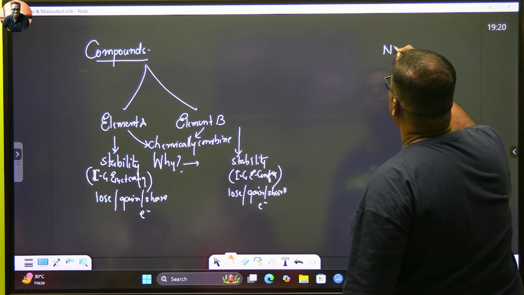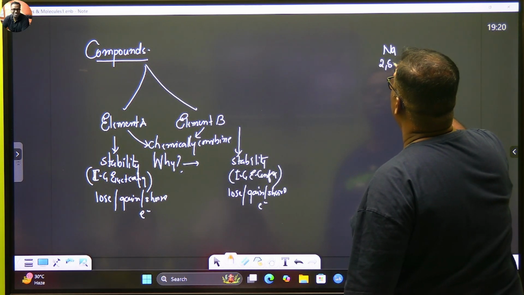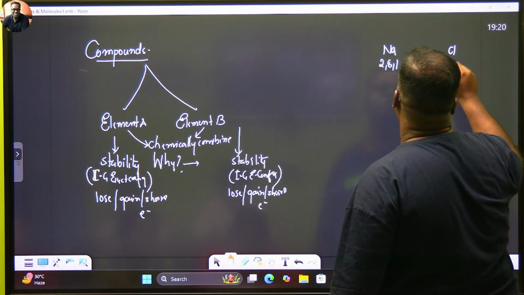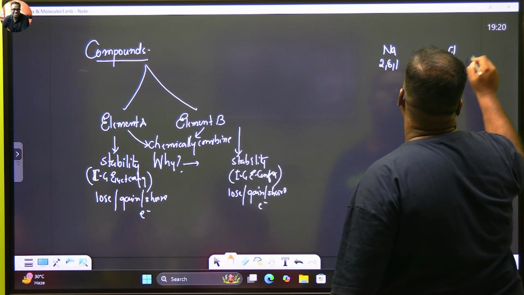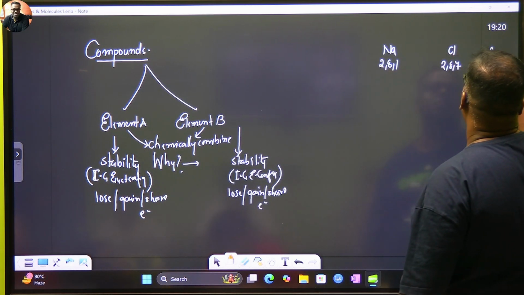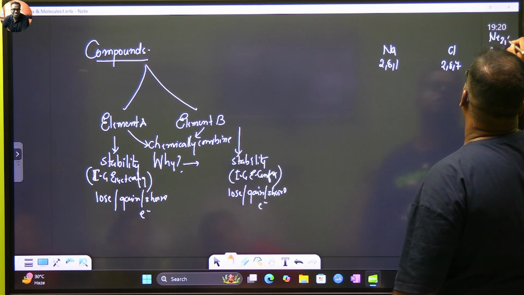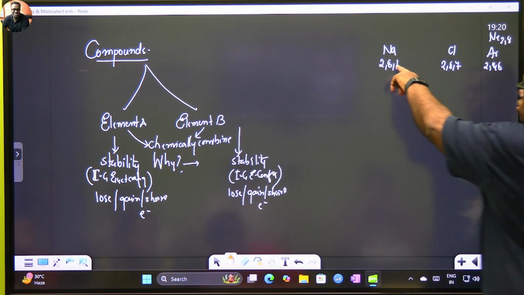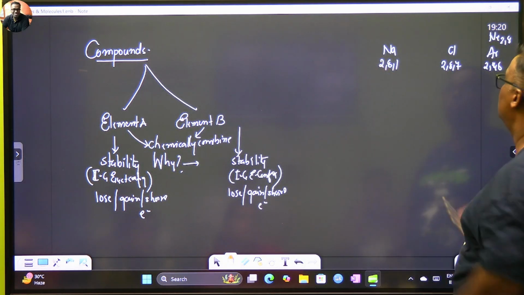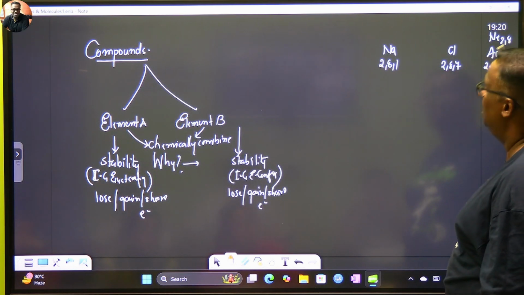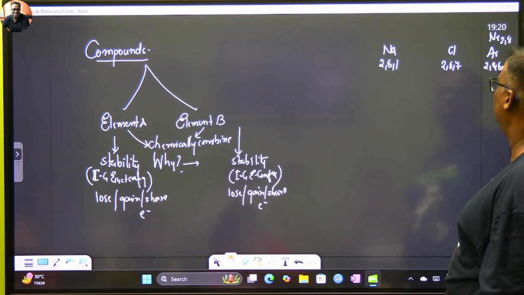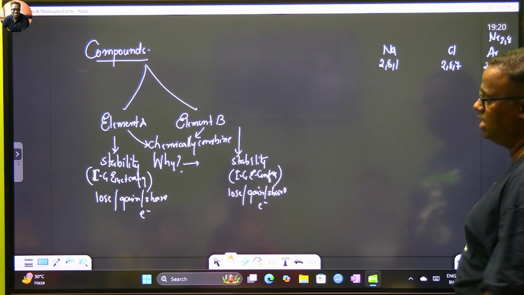So let's put it up out here. Let's say I've got sodium. Sodium's electronic configuration is 2,8,1 and chlorine's electronic configuration is 2,8,7, and the inert gas on this side is argon, which is 2,8,8, and right on top is neon, which is 2,8. Now sodium will lose one electron, so sodium becomes neon, and chlorine will gain one electron, so chlorine will become argon. That is the race.